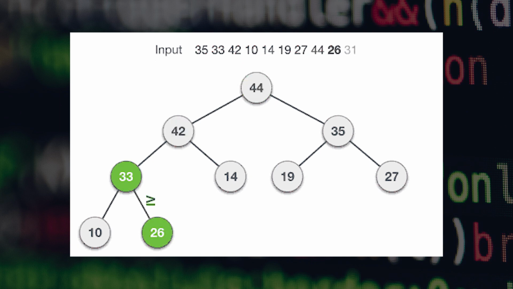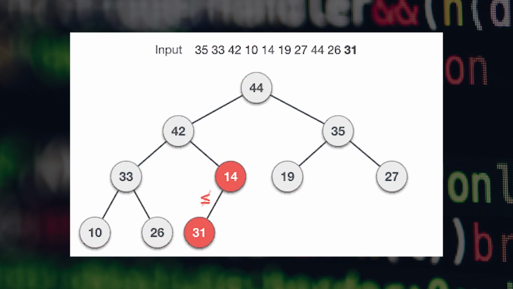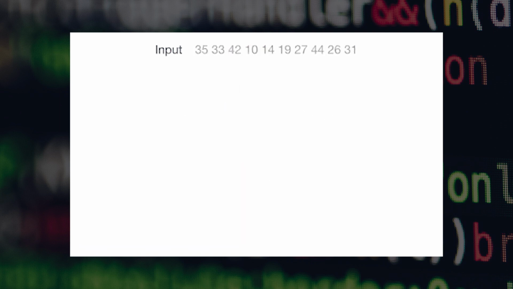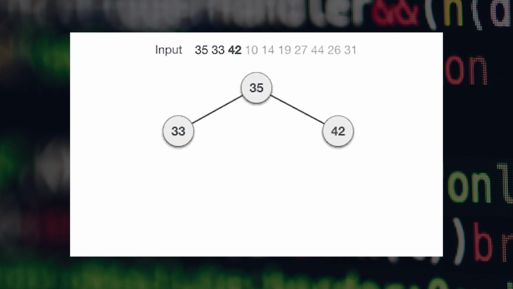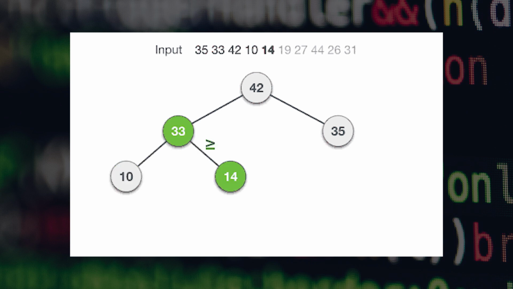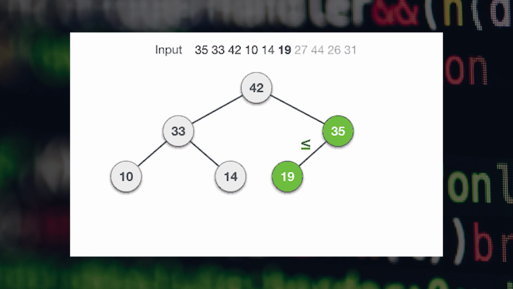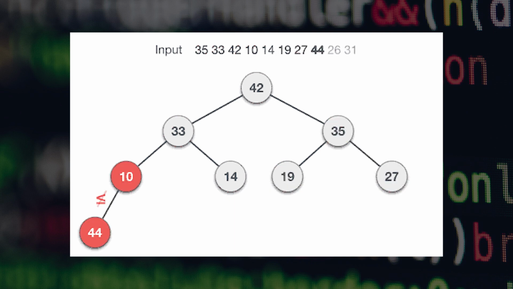So now 42 will be inserted as the right child. Here we observe that 42 is greater than the root node. So what happened? 42 and 35 will be swapped. So next 10 will be inserted as the left child of 33. So now we will compare; 33 is greater, so no exchange is required. Now 14 will be inserted as the right child of 33. So here also no swapping will be required.